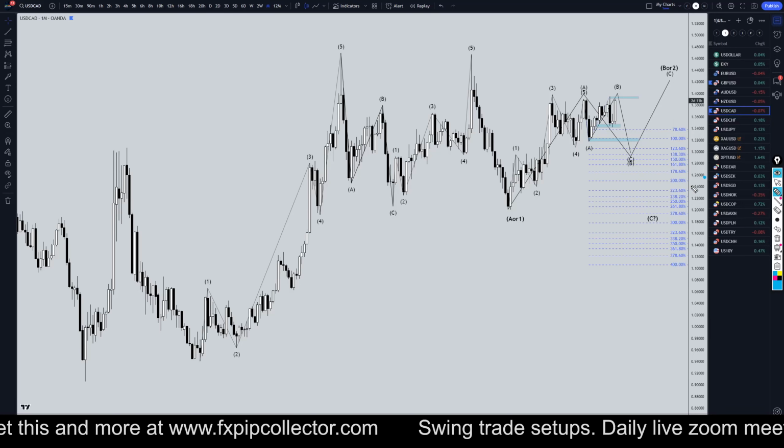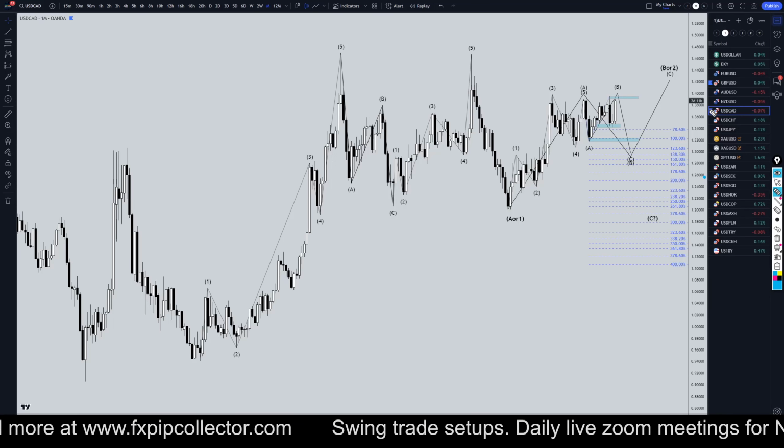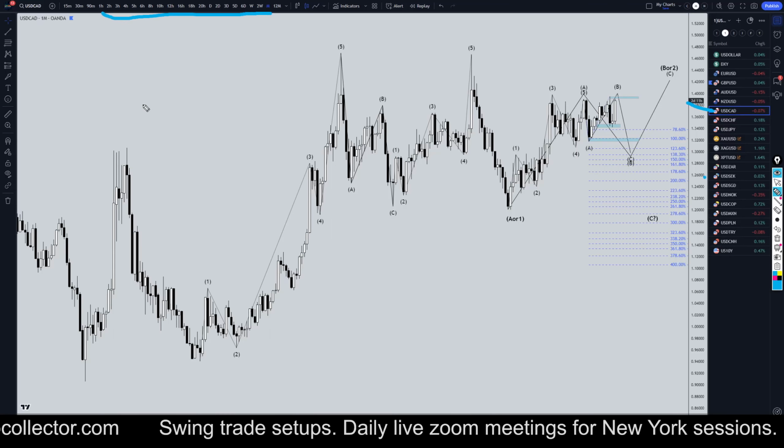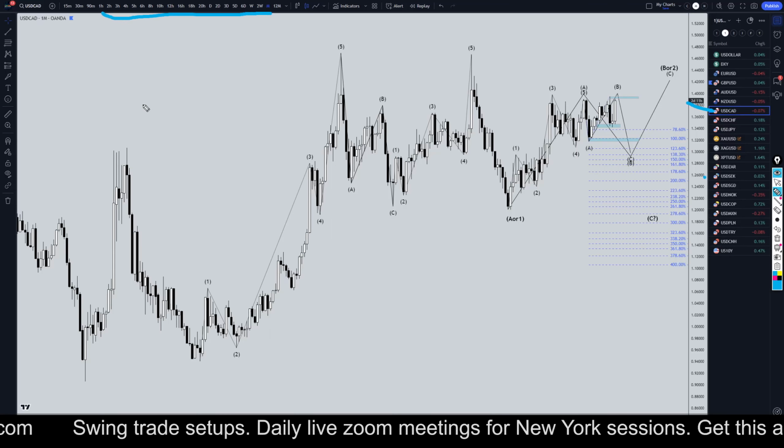Today is Tuesday, October 29th, and I'm going to be analyzing the US dollar Canadian, starting on the monthly, working my way all the way down to the 1 hour time frame for the full top-down analysis.